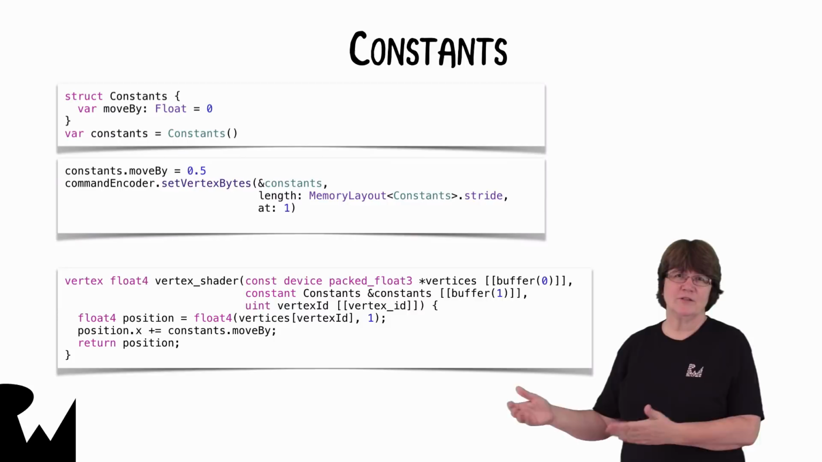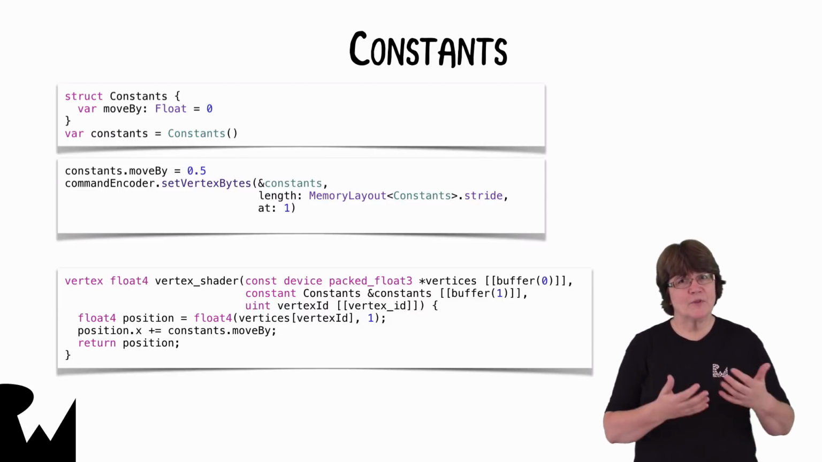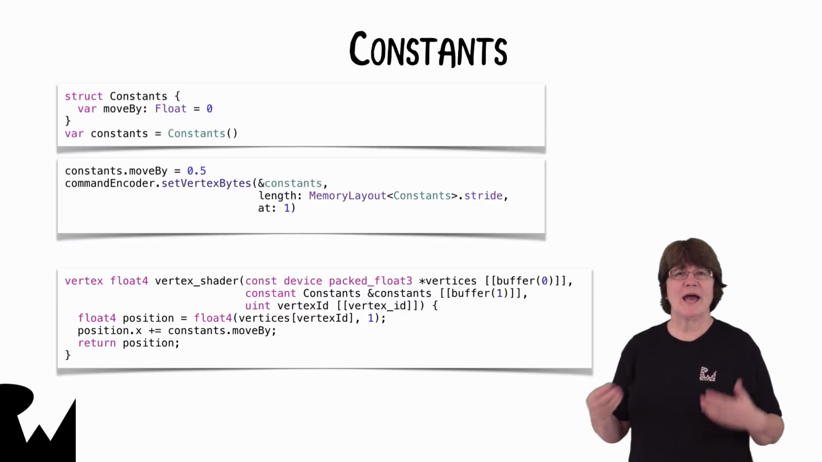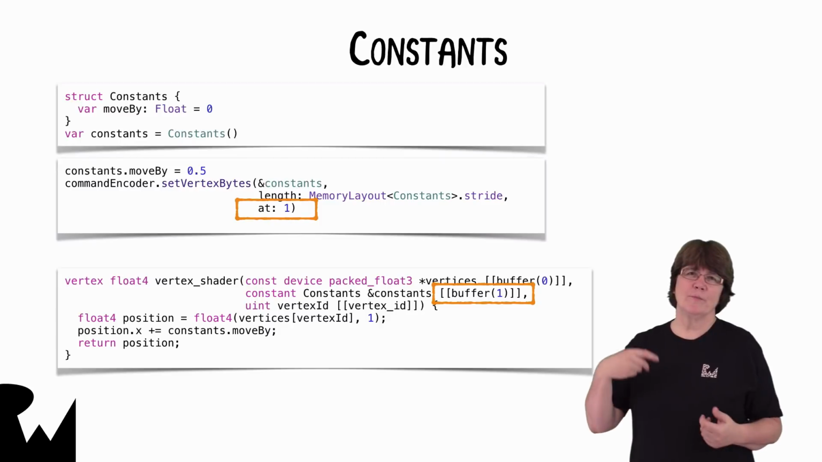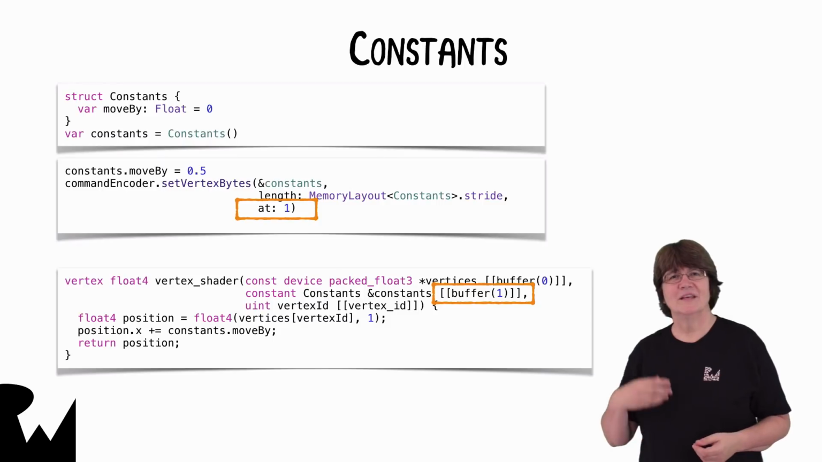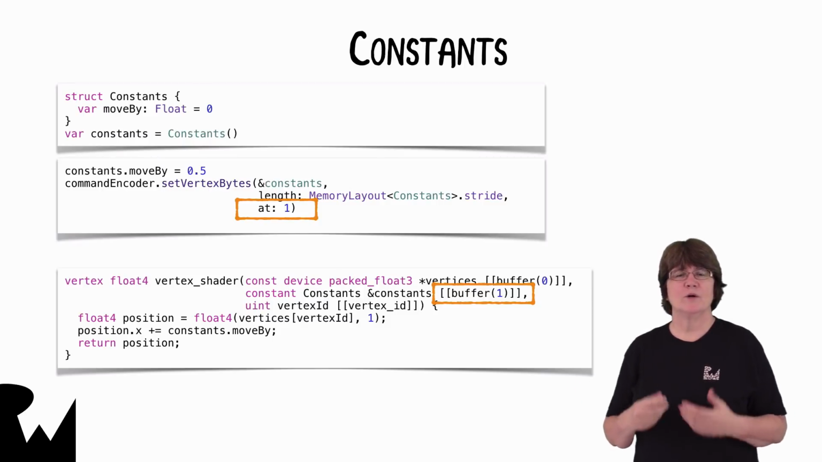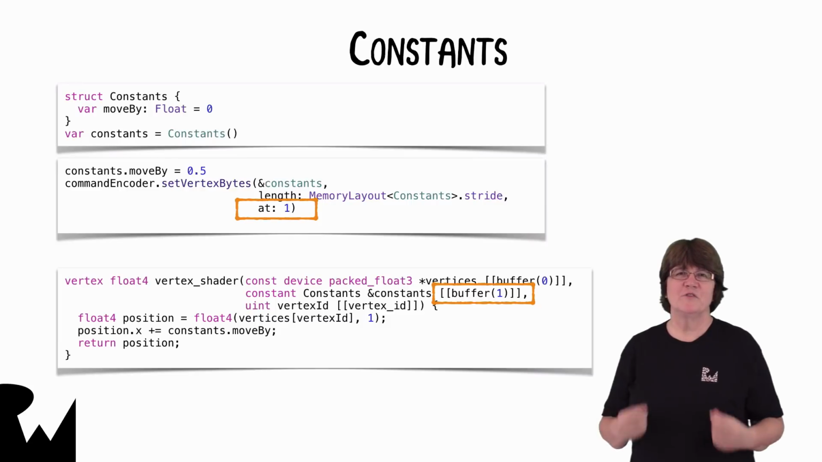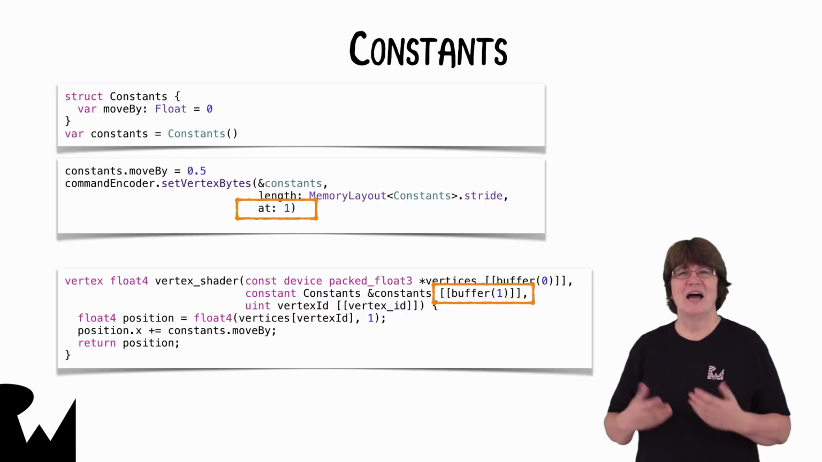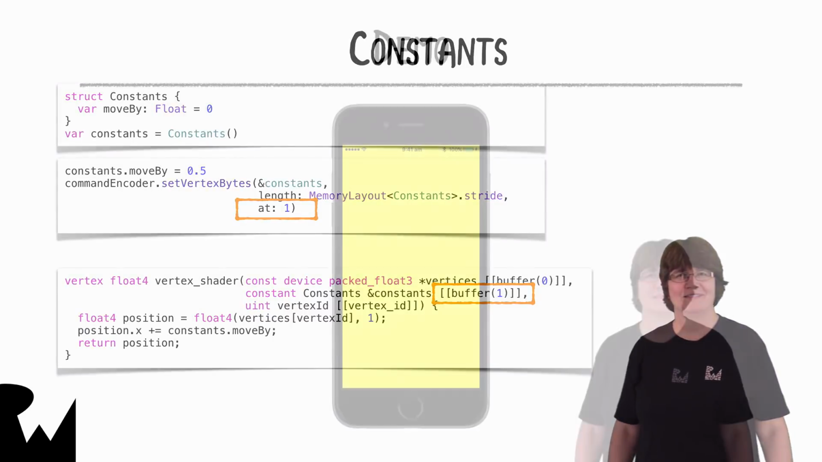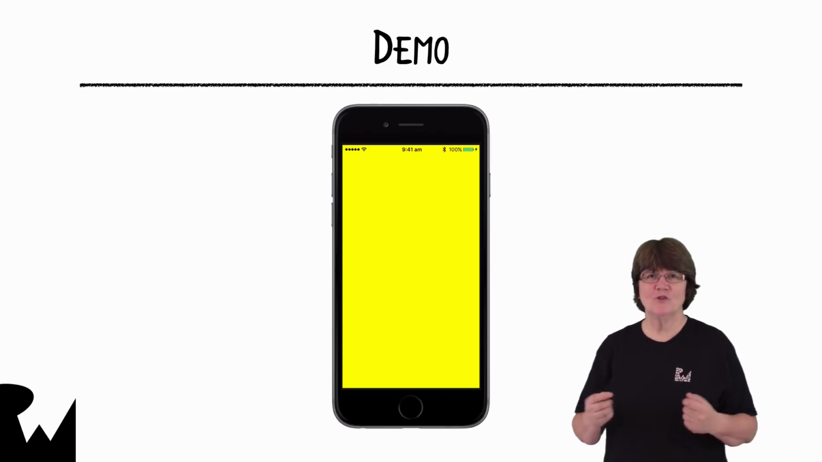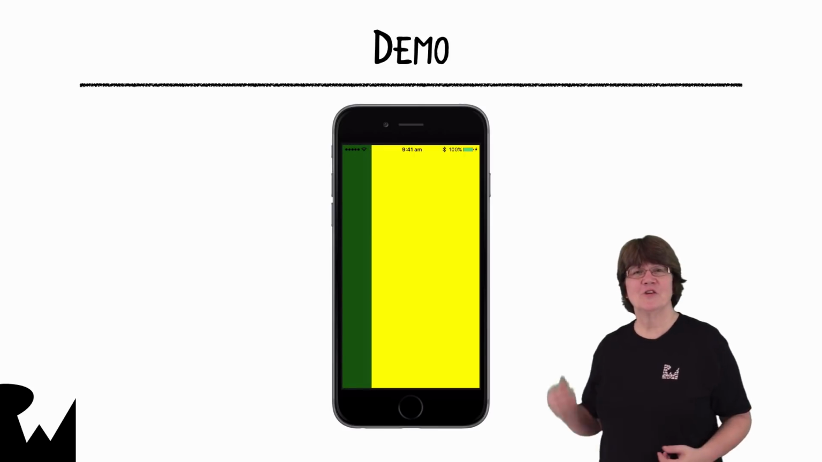On the GPU side, with the vertex function, we pick up the constants as a parameter to the function. We give the parameter the attribute buffer 1, which is the buffer number we allocated on the Metal side. So by passing this constant value of move by 0.5, the vertex function will add 0.5 to the x position value of every vertex, and the whole quad will move to the right. In the demo, we'll add indexed order to our renderer and use a constant value in the vertex function to create this animation.